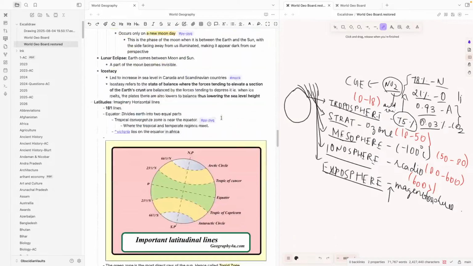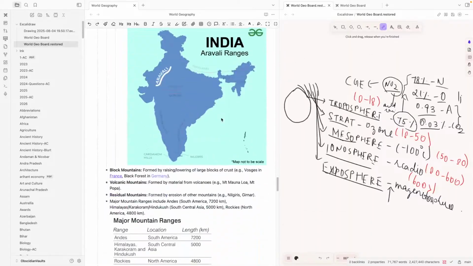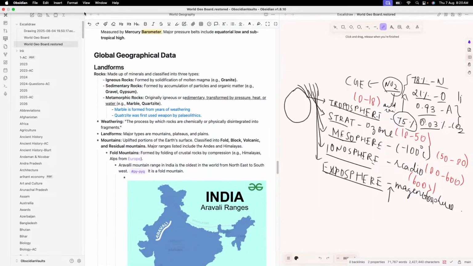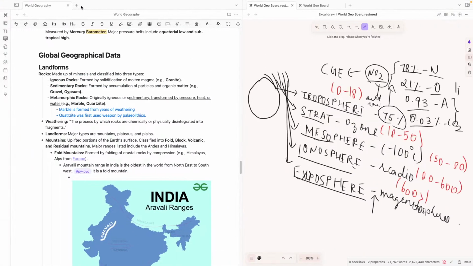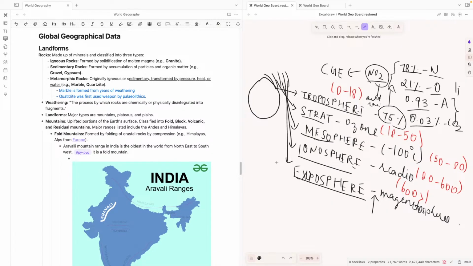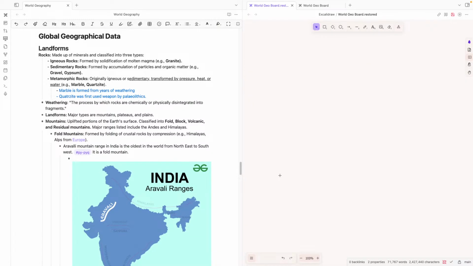So in today's video we're going to see the important geographical data that is global, with a special focus on Indian data, of course. So we're going to start with landforms.